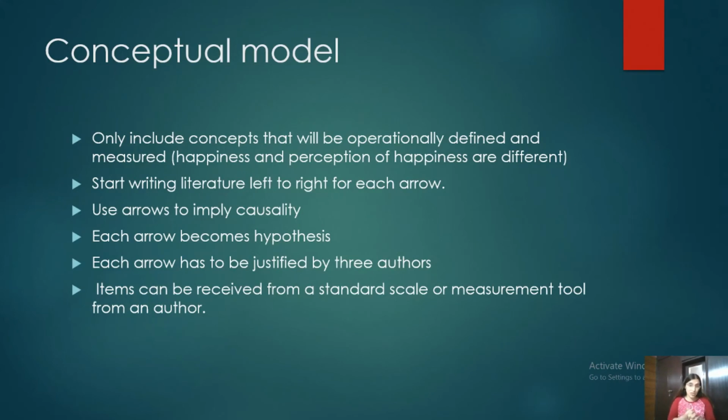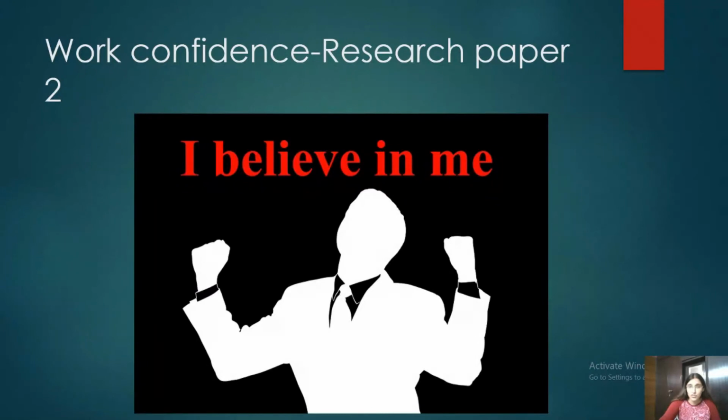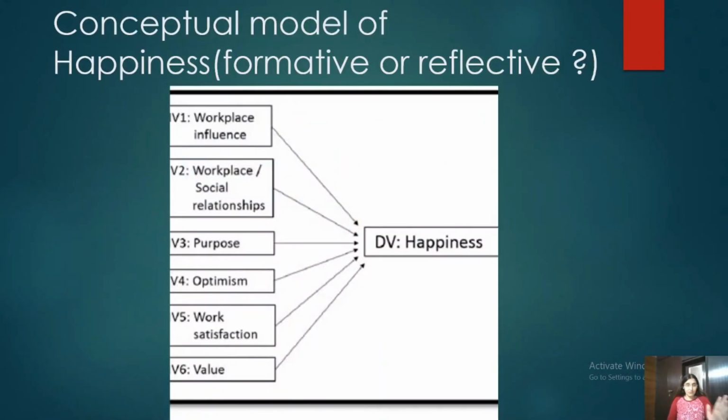Start writing literature left to right for each arrow. So if this is your model, start from left to right. I start from workplace influence to DV, from left to right. And right now I'm showing you a very small model. This model could go further. There might be 6 arrows towards happiness, and then from happiness there might be 4 or 5 arrows, impacts of happiness. For example, here what we are showing is what impacts happiness. So they are called antecedents. These are factors which will impact happiness.